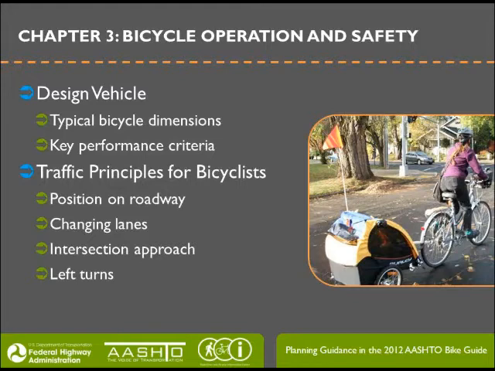One of the great things in here, new for this guide, is a detailed discussion on the design vehicle. It's not just the standard bicycle, but it also gets into bicycles with trailers, bikes with trailer bikes for children, recumbent bicycles, and tandem bicycles, and includes characteristics such as the length that should be considered, the vehicle dimensions, speeds of these, and acceleration and deceleration rates of the various types of vehicles.